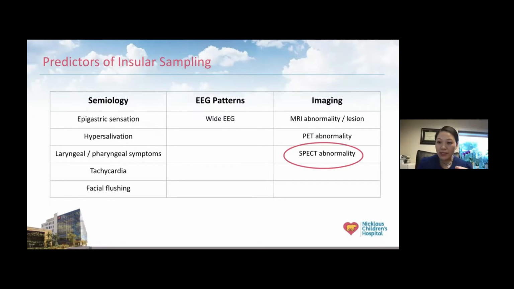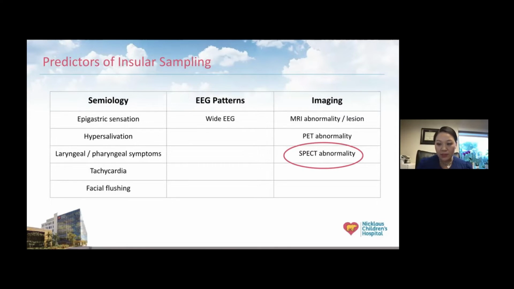So we looked at our 66 patients with insular sampling and tried to see whether there are common semiologies, EEG patterns, or imaging findings that can predict insular seizures or predict positive insular epilepsy sampling.